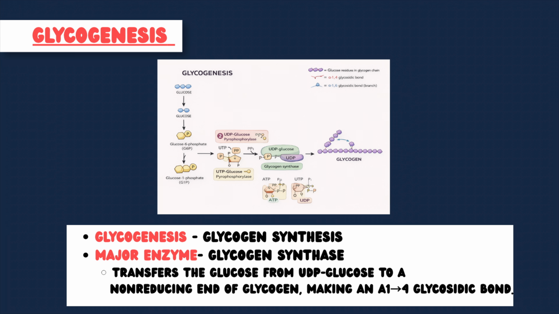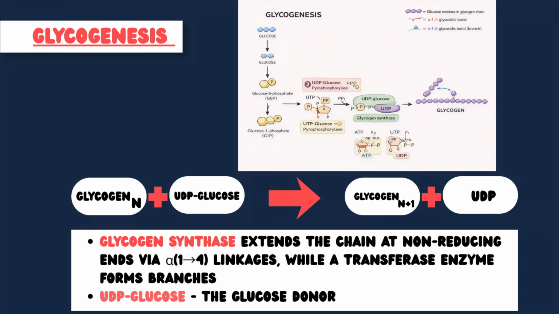Now that we talked about the breaking down of glycogen, we can talk about glycogen synthesis, or glycogenesis. The major enzyme used in glycogenesis is glycogen synthase. This enzyme transfers the glucose from UDP glucose to a non-reducing end of glycogen, making an alpha-1,4 glycosidic bond. Glycogen synthase then extends the chain at the non-reducing ends via alpha-1,4 linkages, which I just talked about, while a transferase enzyme forms branches. Now, what is UDP?